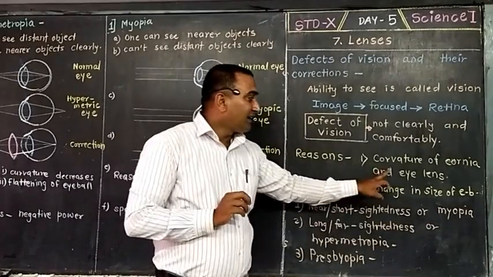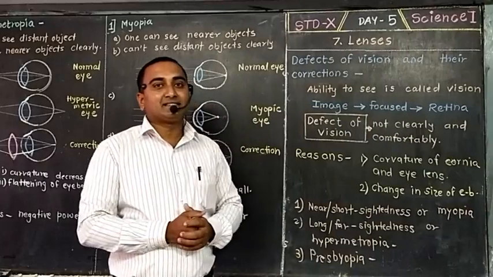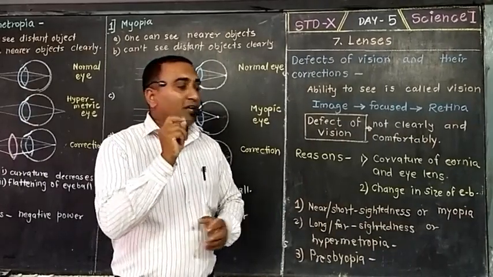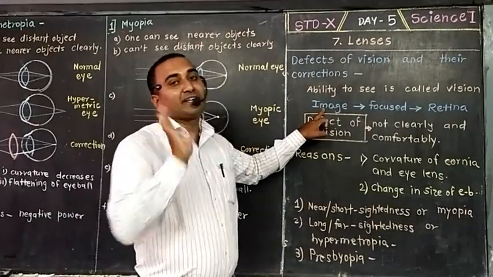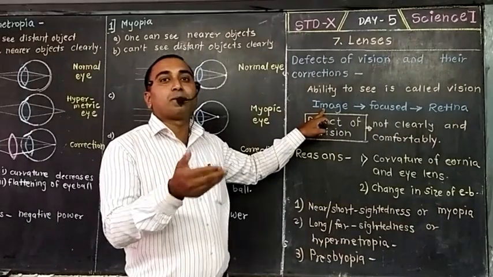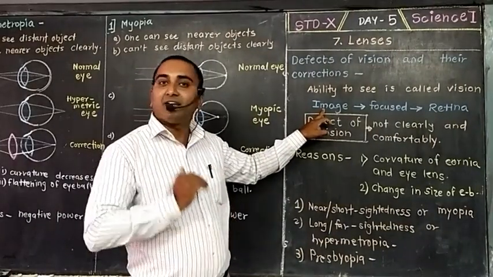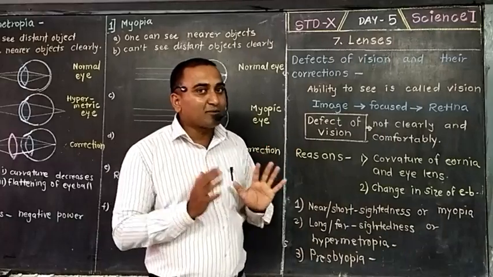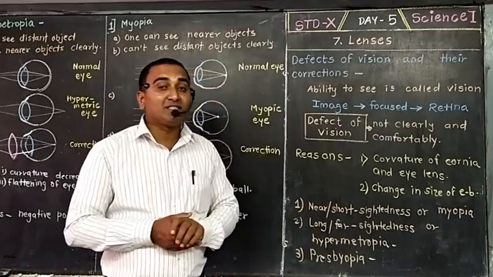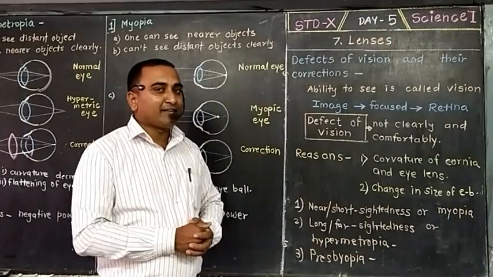And when curvature increases or decreases, definitely the image will not be focused on the retina. It may focus behind the retina or in front of the retina, and we are getting the problem. And so we are not able to see the objects clearly and comfortably.